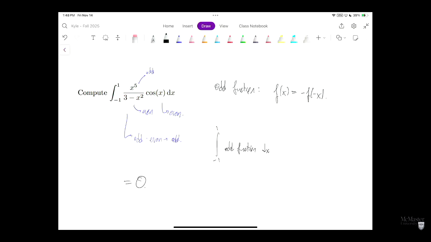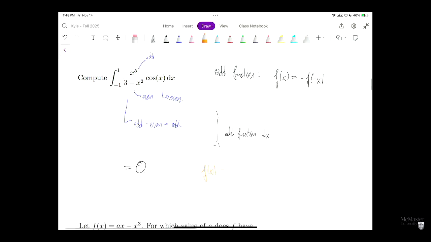What I would suggest is plug in negative x into the function itself, and see if we get a negative value for f. So let's actually just verify. If f of x is equal to x to the 5 over 3 minus x squared times cos of x, then f of negative x is equal to negative x to the power of 5 over 3 minus negative x squared times cosine of negative x.